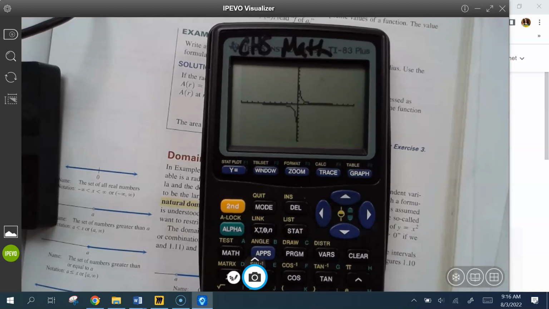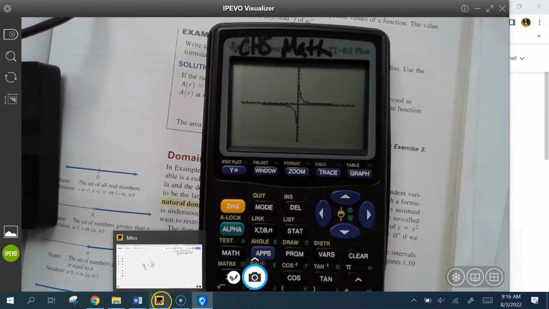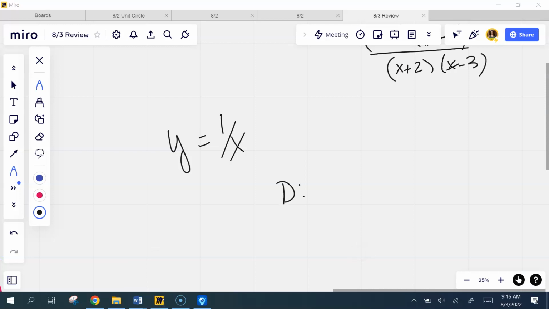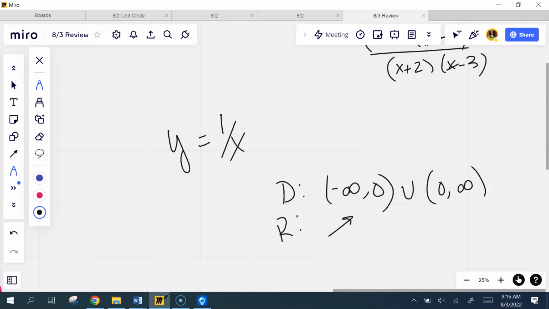So my domain here would be negative infinity to 0, bracket or parenthesis? Parenthesis. It does not include 0, and then from 0 to infinity. Range would actually be the same. Ditto. Does that make sense? Yes. Range is bottoms up. Looking at the graph, we can determine that.